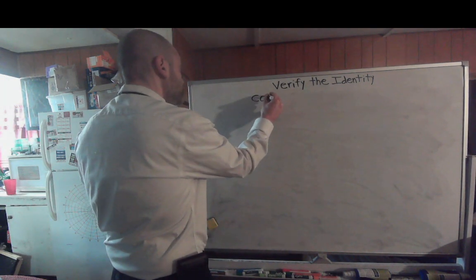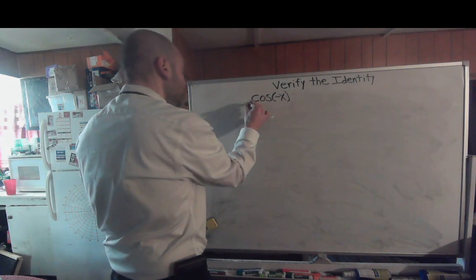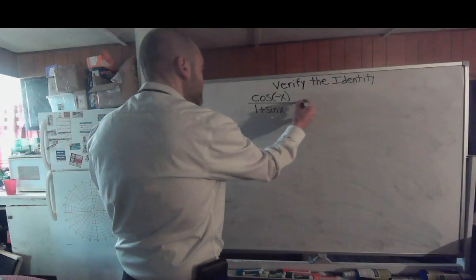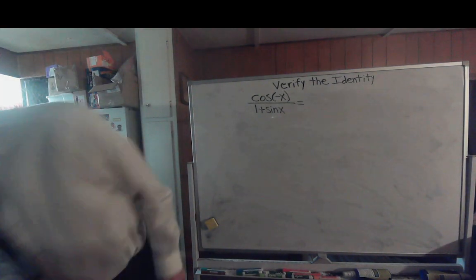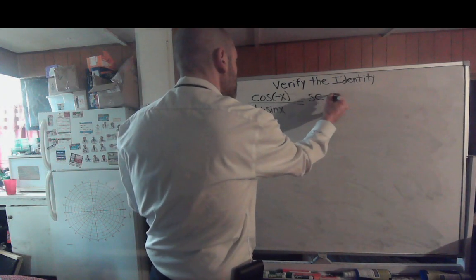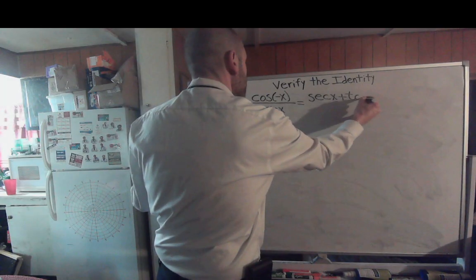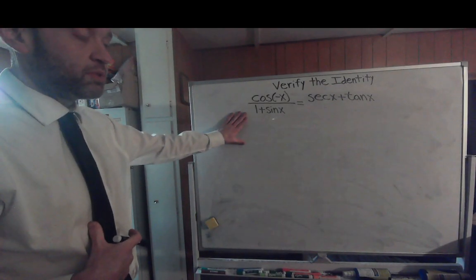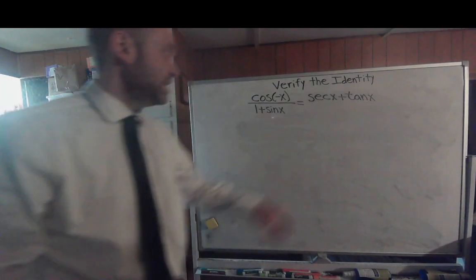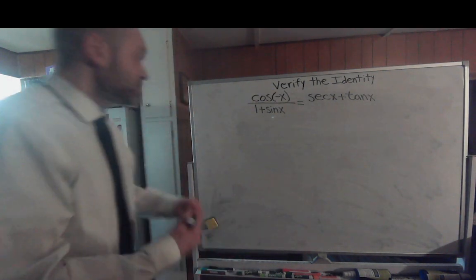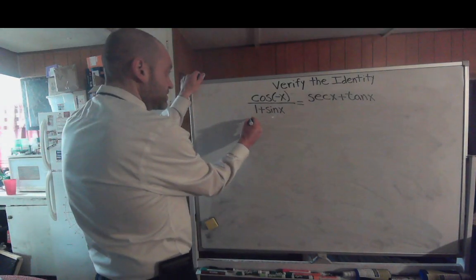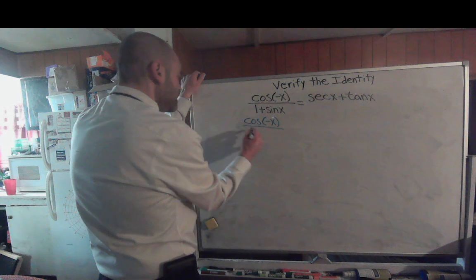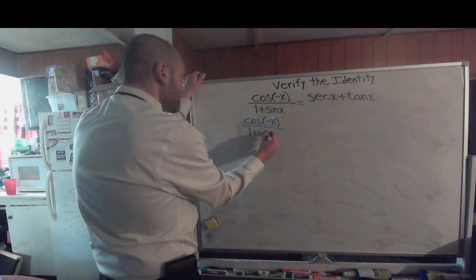So we're given the cosine of negative x all over (1 plus the sine of x) is equal to the secant of x plus the tangent of x. So we have to verify that the cosine of negative x all over (1 plus sine of x) equals the secant of x plus tangent of x. Well, let's go ahead and simplify the left-hand side. So let's write out the left-hand side first: the cosine of negative x all over 1 plus the sine of x.